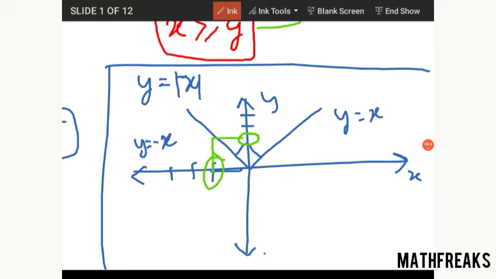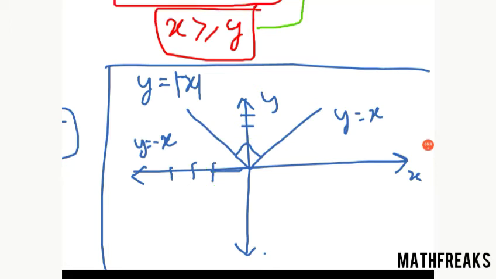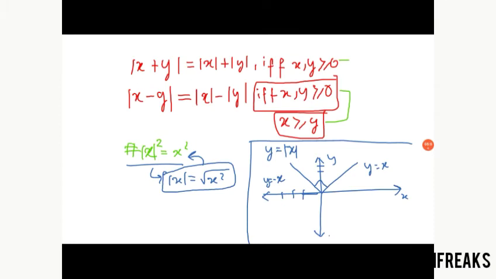See this one, correct? So you're always going to get a positive value of mod. So I hope that this graph is also clear to all of you. Graph is not necessary, I'm just showing you for your interest. Okay, now let us move on.